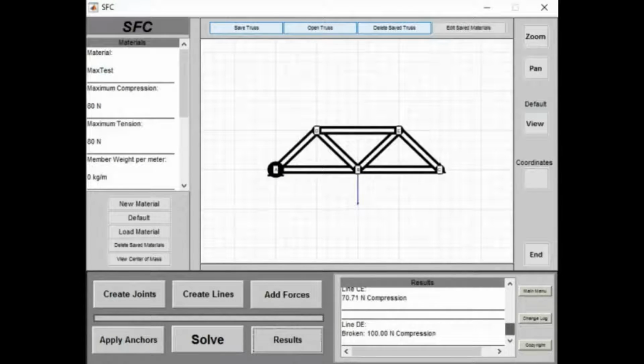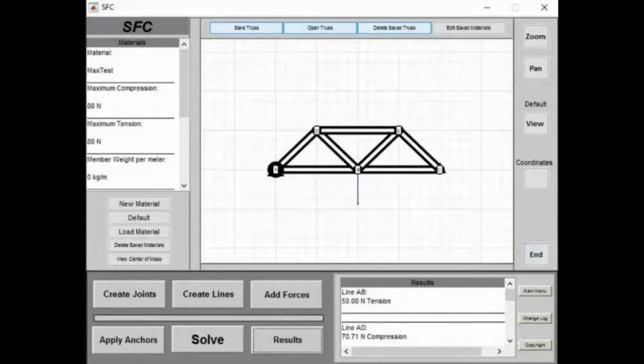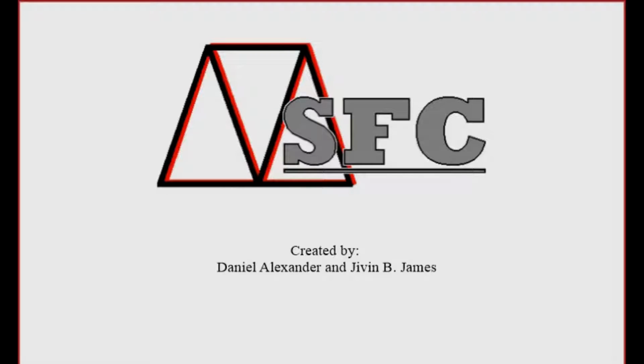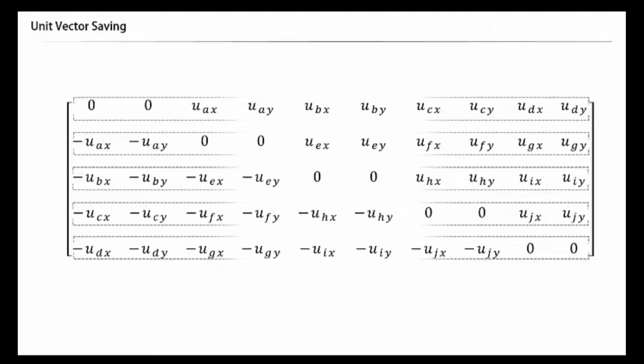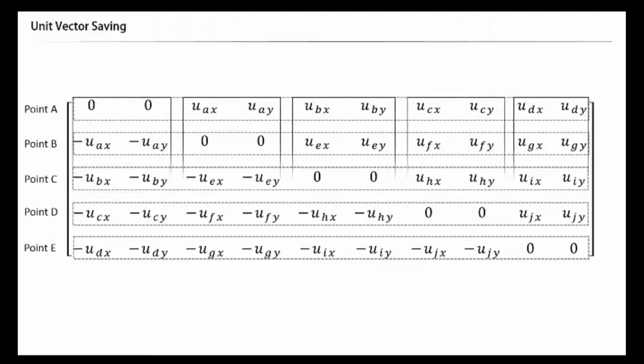Now we will explain the core of our program, unit vector solving. And now we will explain the framework behind our solving algorithm. As an example, we will be using the same truss as before to visualize the procedure. However, this explanation conveys only a fraction of the complexity of the core of our program. Each member has an X and Y unit vector. These are easy to find but difficult to store appropriately.